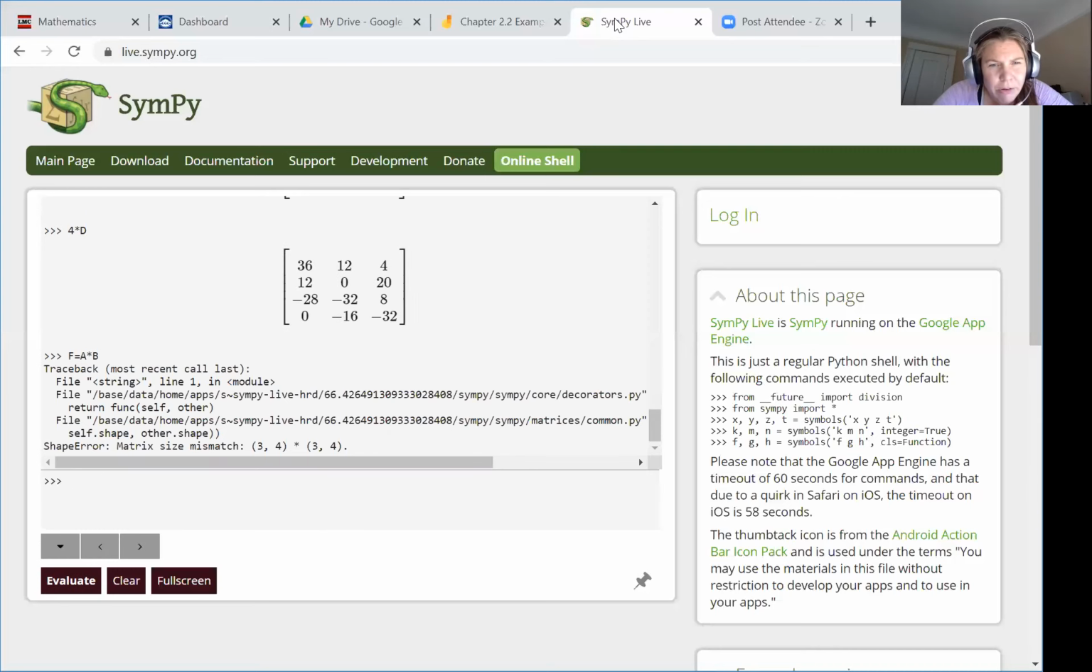Oh, and I ran into an error here. And we can't multiply A times B because they're different dimensions. Okay, so I need a 4x3 matrix. So conveniently, I have B transpose, which we call G. So A times G should be able to multiply. We'll call that F.